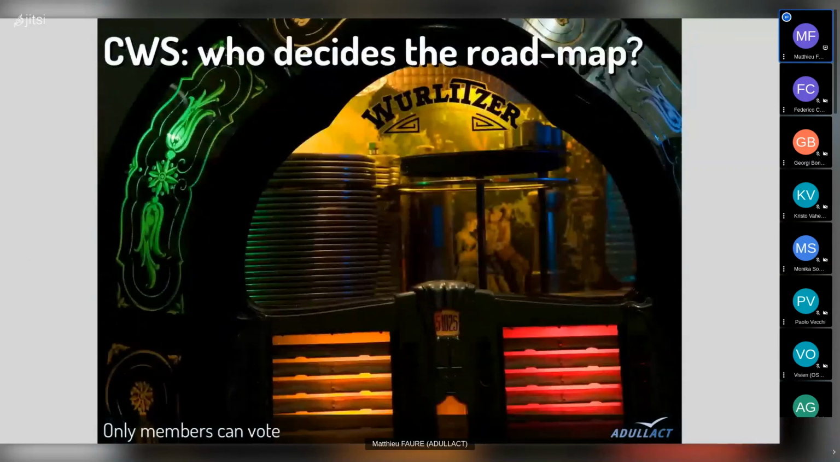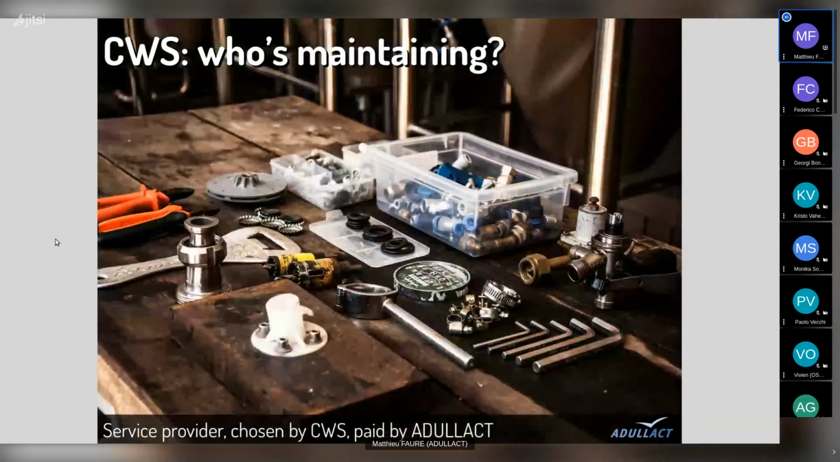And then, who decides the roadmap? That's an important question, in fact. When it comes to voting, only our members can vote, and this is important. Everyone can discuss, but only our members can vote. This is like a jukebox. If you put the coin in, you choose the music. So this is how we explain that to our members.